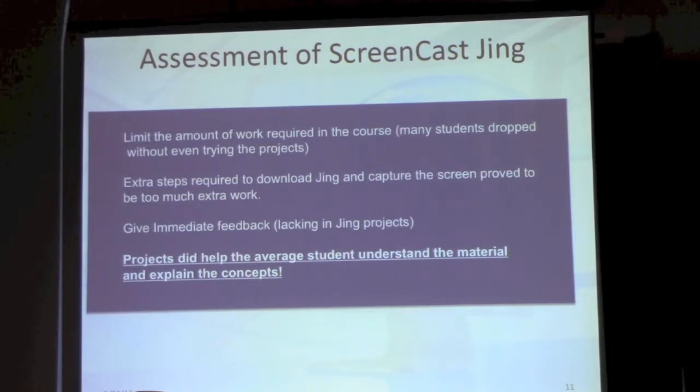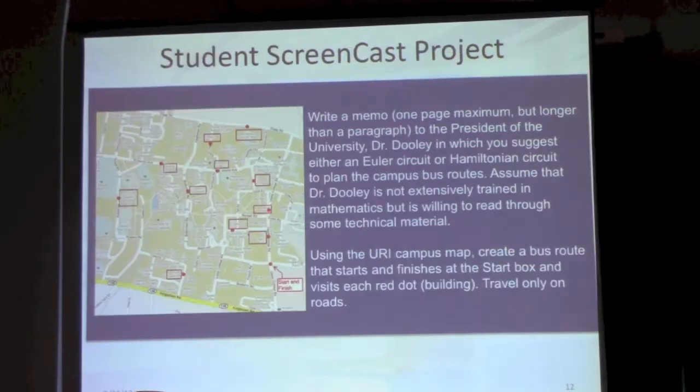It proved to be too much extra work, and I can't give them immediate feedback. But for the students that did do the projects, it did help them understand the material. And when I did give the feedback, I found students doing some things incorrectly, and we were able to discuss that.